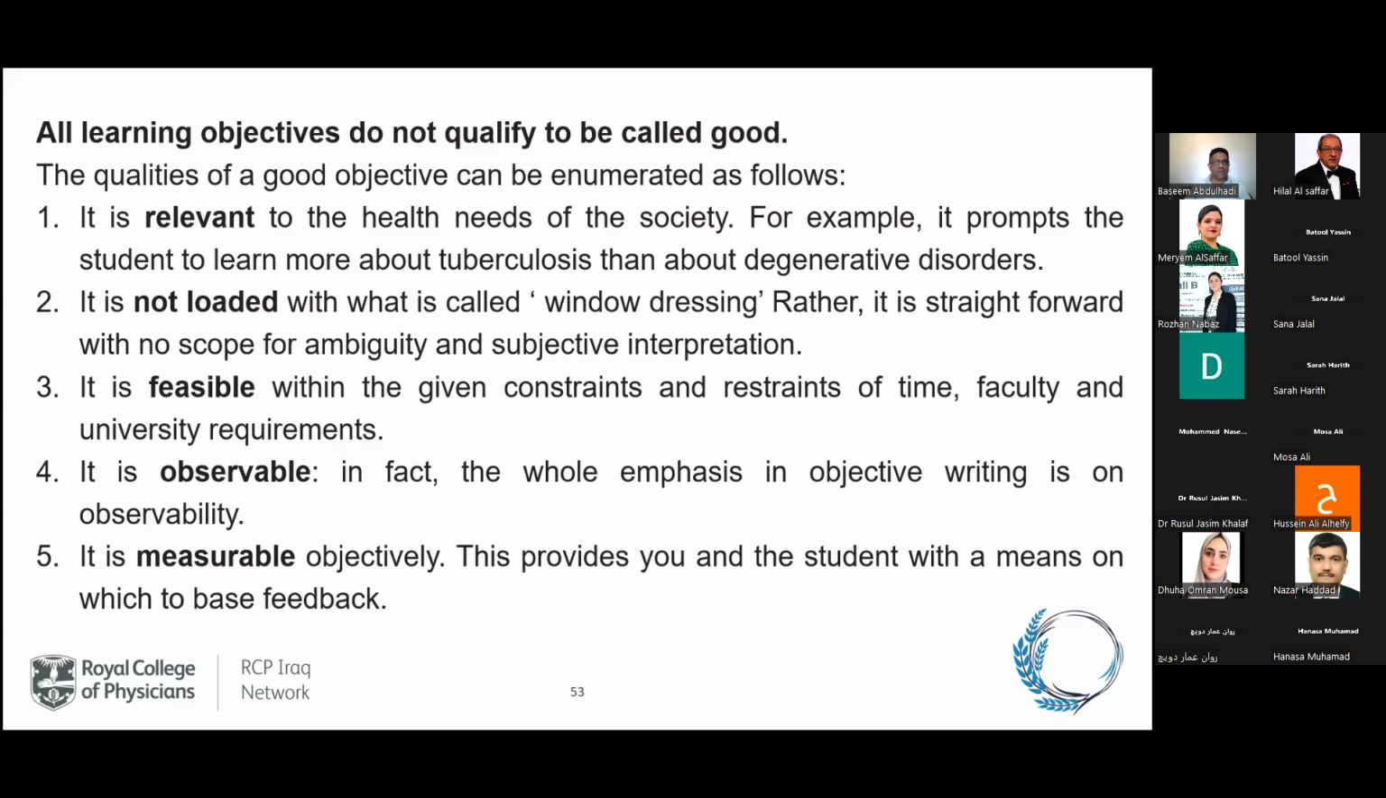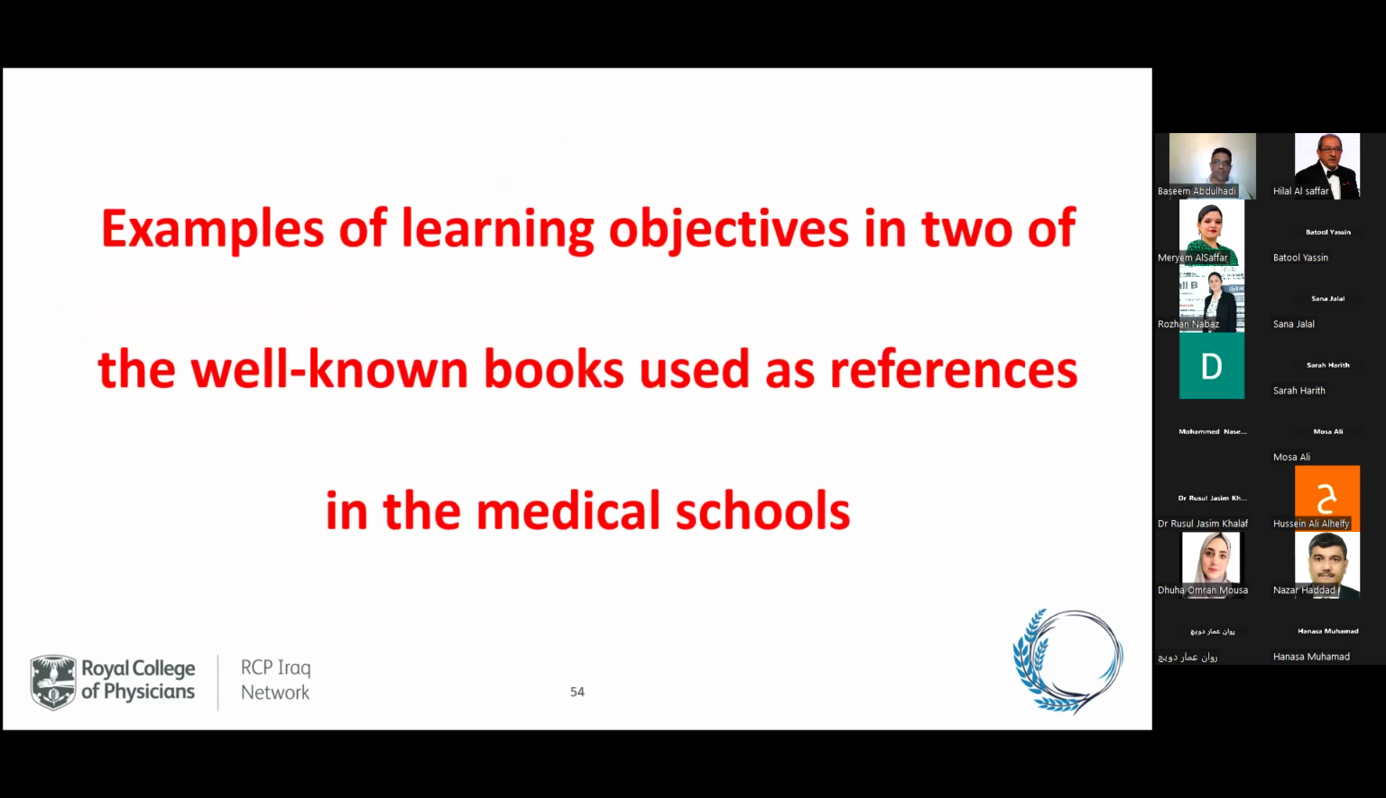The second quality: it is not loaded with what is called window dressing. Rather, it is straightforward, with no scope for ambiguity and subjective interpretation. Third quality: it is feasible within the given constraints and restraints of time, faculty, and university requirements. And fourth, it is observable. In fact, the whole emphasis in objective writing is on observability. And the final quality: it is measurable objectively, and this provides you and the student with a means on which to base feedback. So here we will run through examples of learning objectives.